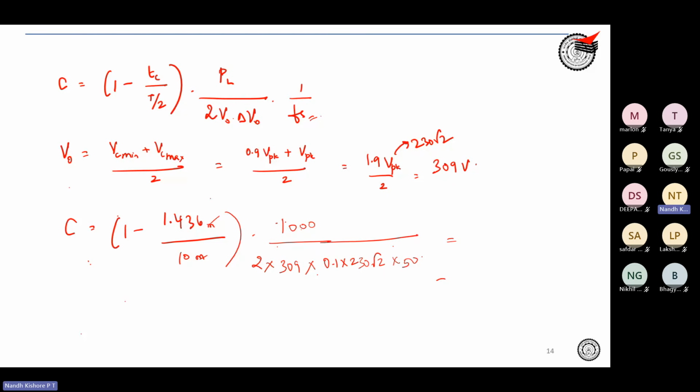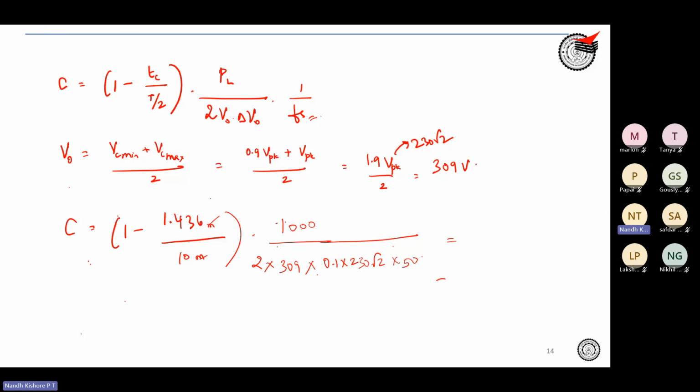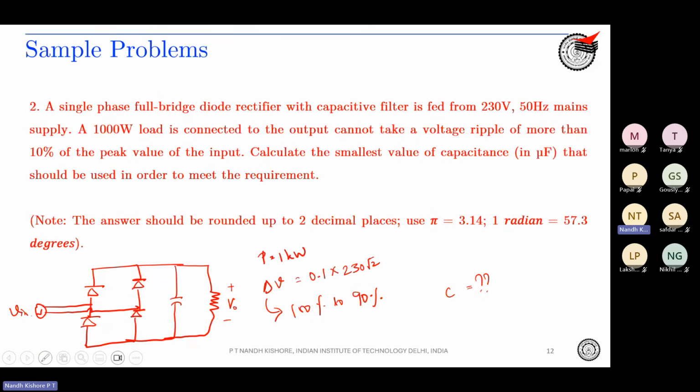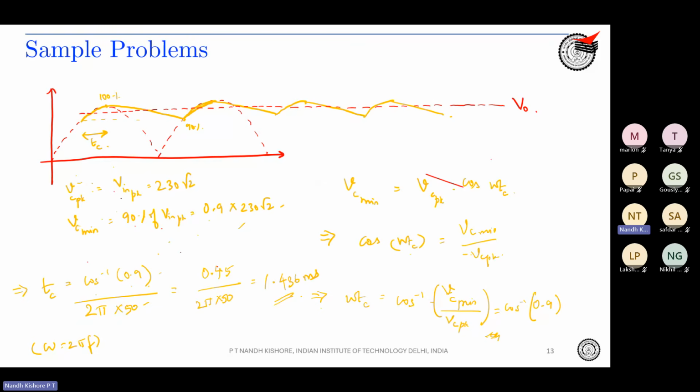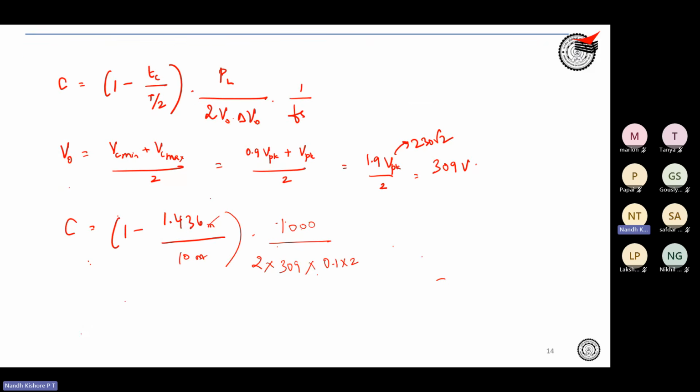So what you get is 852 microfarad. All right. So this is the capacitance requirement with this condition, that you have a capacitor filter for a single phase full bridge diode bridge rectifier. Just calculate the time for which the capacitor charges and use it over here. I think you would have learned about all this formula already in your lecture slides.